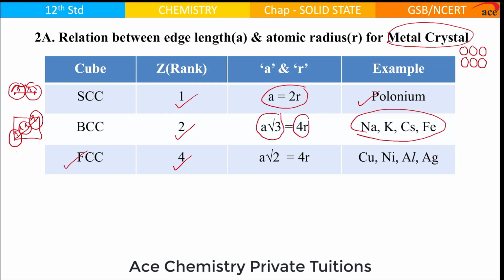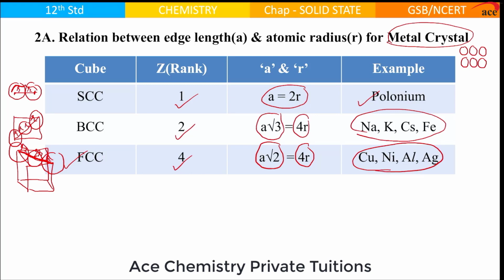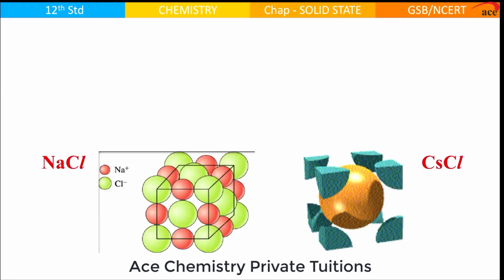Then coming to the next one, FCC. If you take FCC, there is a corner and there is a face center. So along the face diagonal there will be R, the diameter 2R, and another R, so 4R will be the face diagonal, and face diagonal is a root 2. Who are FCC? Hard metals: copper, nickel, aluminium and silver.